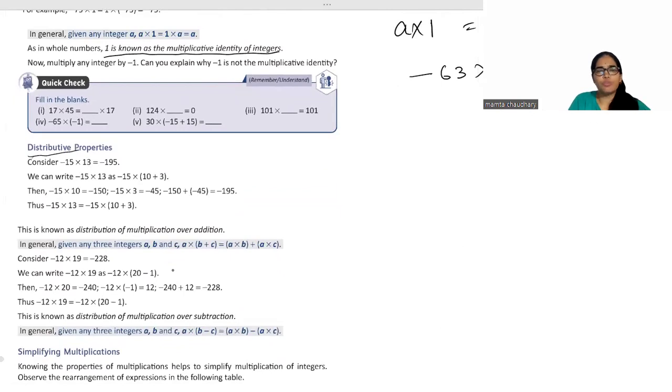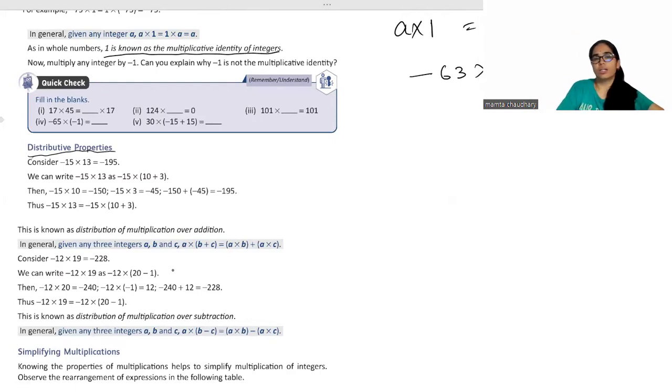Now next comes distributive properties. As from the name only it's clear, we have to distribute something. Now what will we distribute? We will distribute the multiplication. So we'll distribute this multiplication over addition also and over subtraction also. Right? So now let's see how we distribute this one.